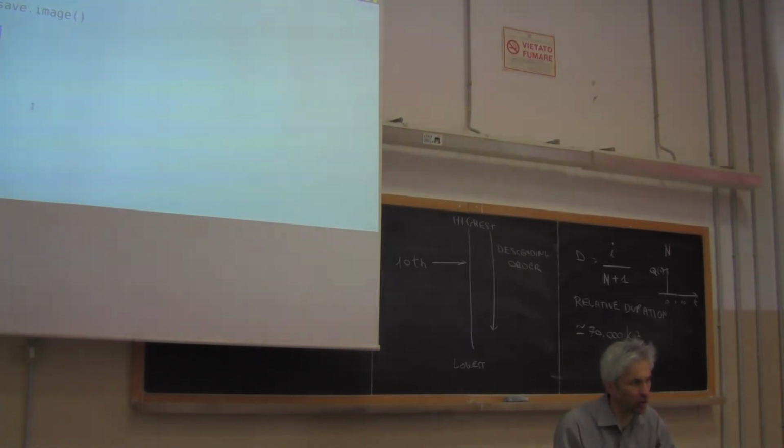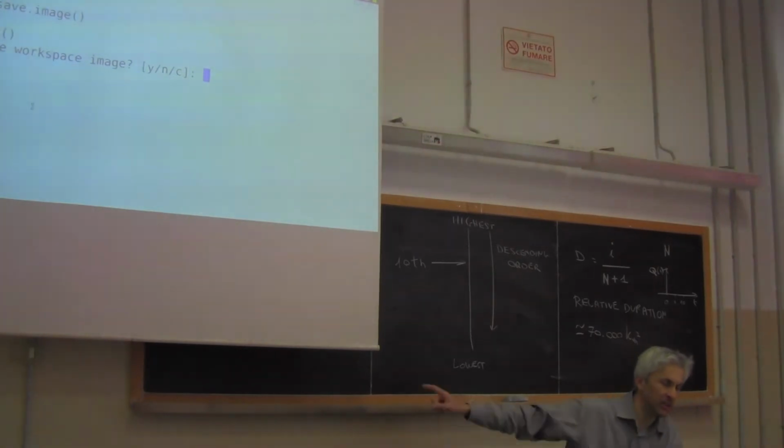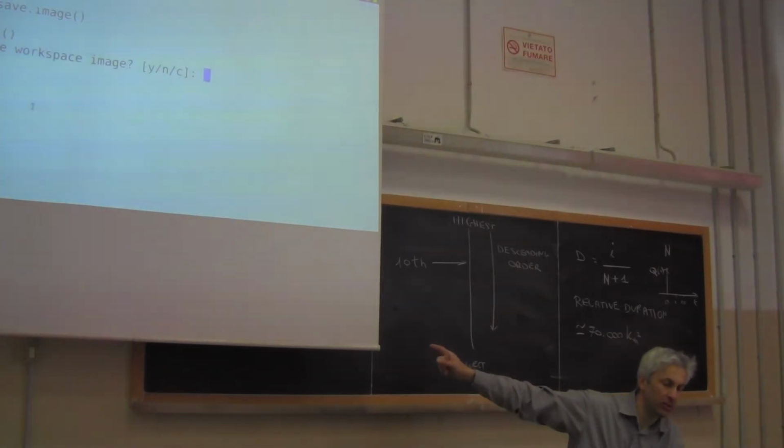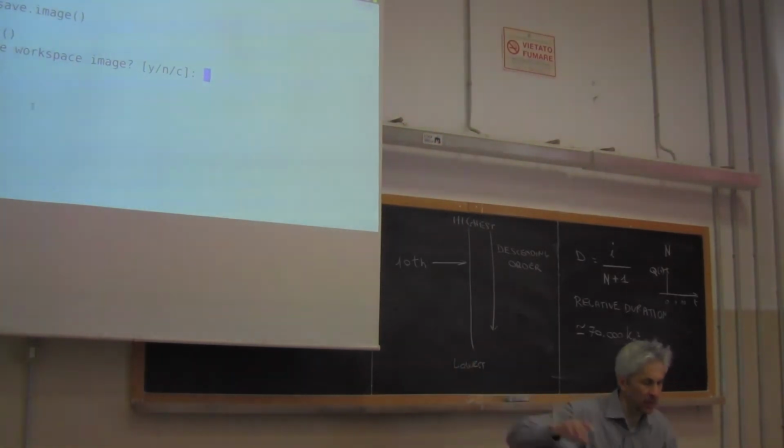Now, if I go out of R, Q is quit, the function quit. If I go out, R asks me if I want to save the workspace image. This is a second option to save. Okay, let's suppose that I write no here.